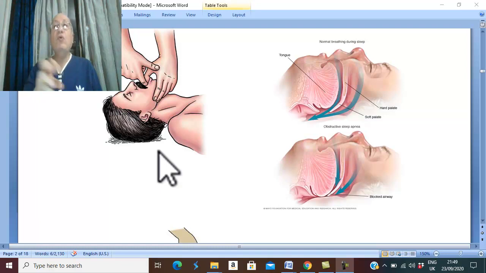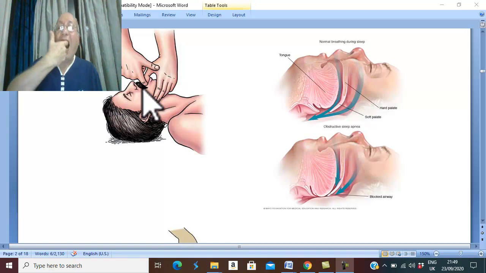We should clear all these structures: blood, vomitus, secretions, foreign body. How to clear this? By finger sweeping. Clear the airway by your finger, sure with a gloved finger. Or if available, we can suck all blood, vomitus, secretions, etc. by a rigid sucker.